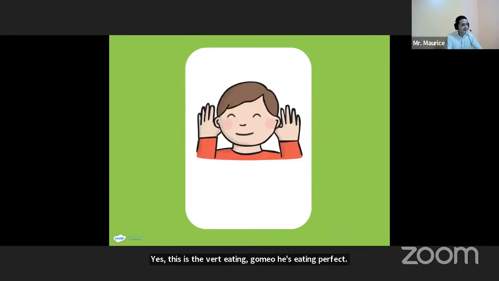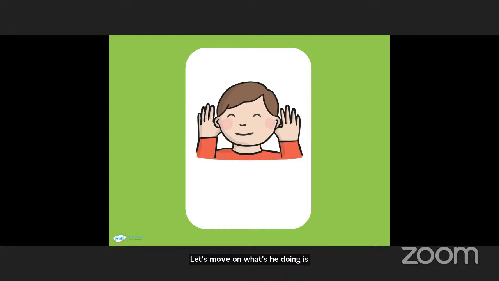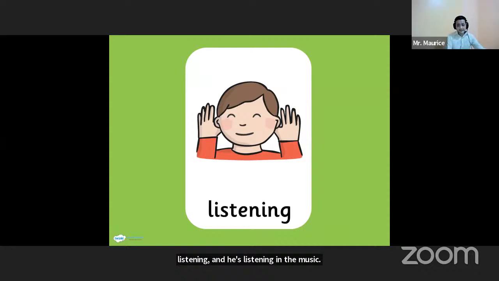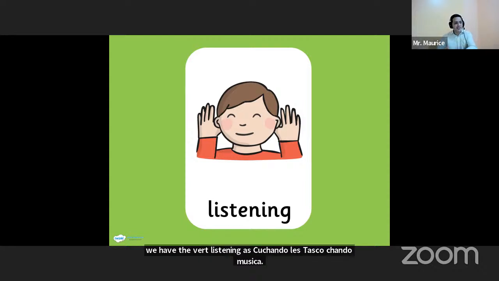What's he doing? He is listening to the music. Good. Yeah, that's correct. He is listening to music. So we have the verb listening, escuchando. Él está escuchando música. He is listening to music.